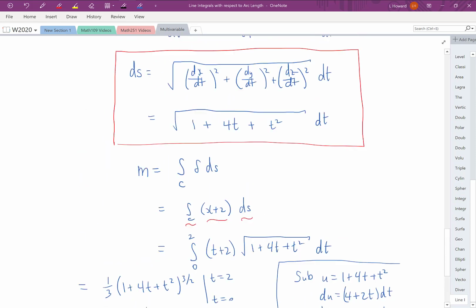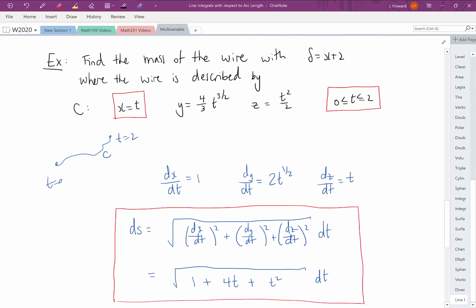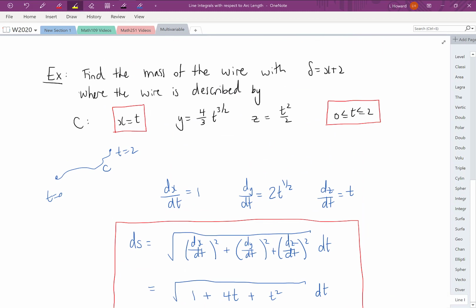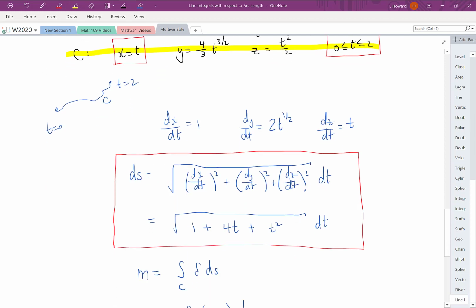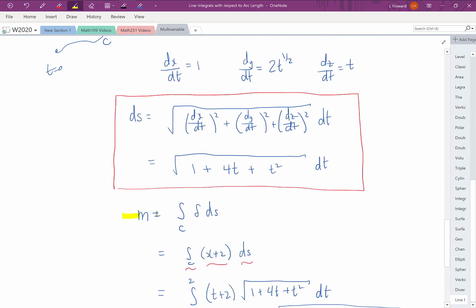So what that's giving us is the mass of the wire with given density function, where the wire has a prescribed shape. So we were told what the points x, y, and z were along that curve. And the way that we actually computed the mass of that wire was by setting up this line integral. Line integral just being a fancy way of saying, hey, we're integrating along all the different points along some curve. And you can do that in either 2D or 3D.